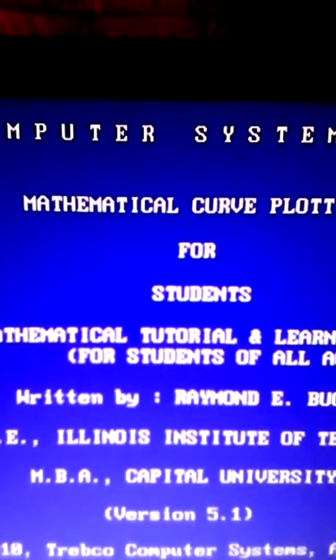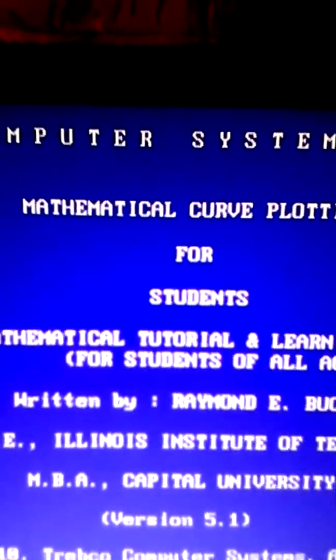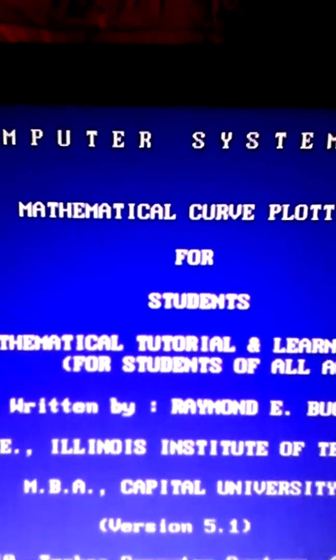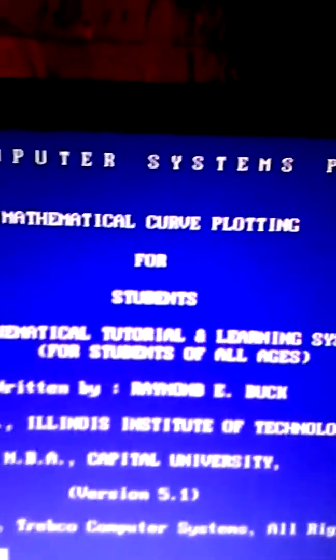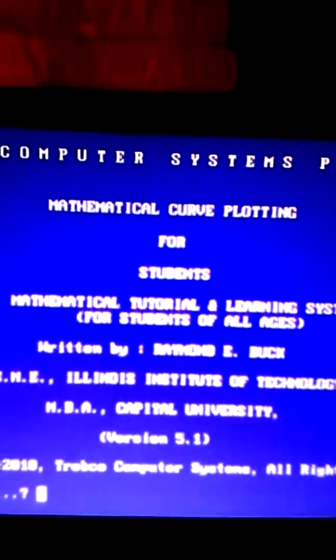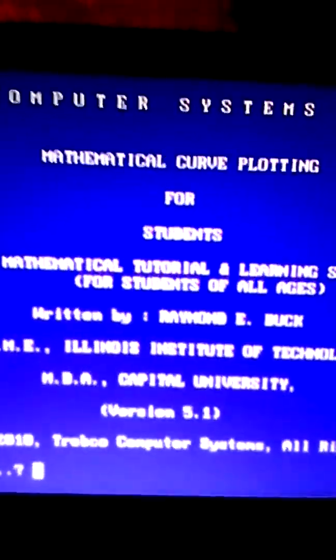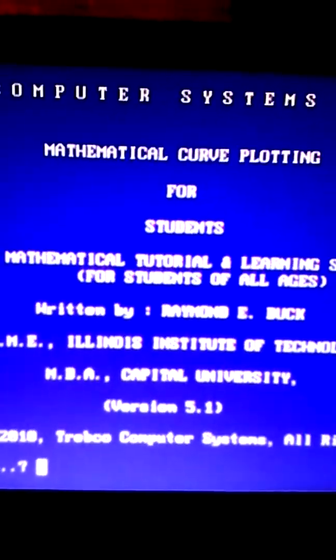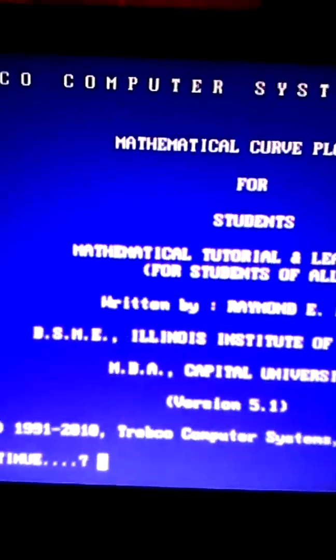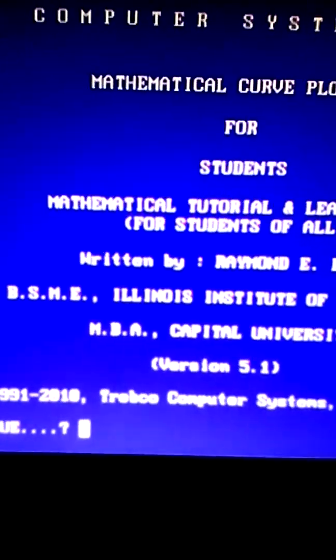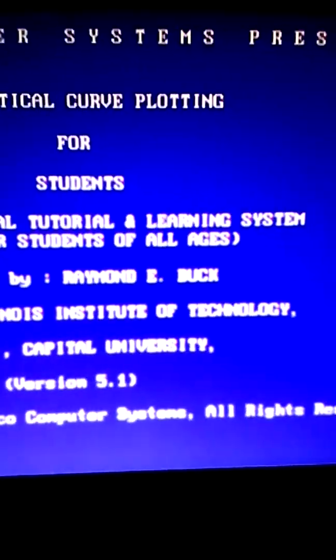Once again, this is the Trebco Tablet using the Trebco personal intranet. This is the mathematical curve plotting function that I invented for students.